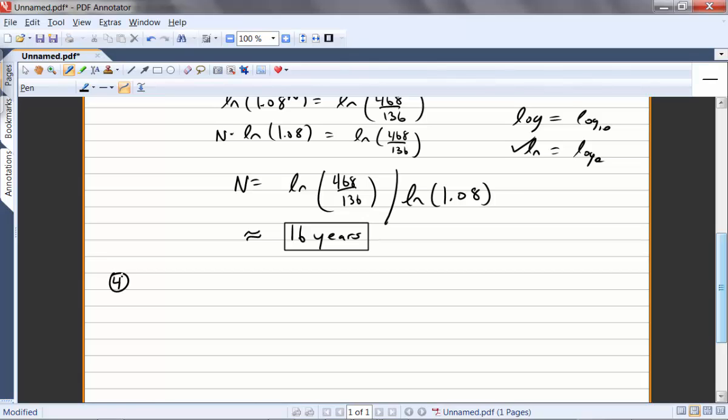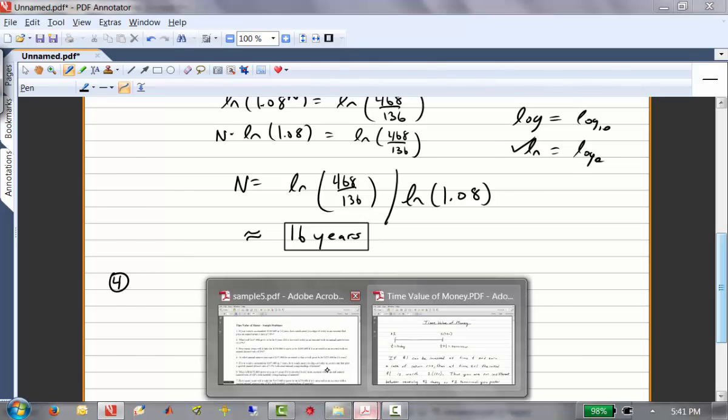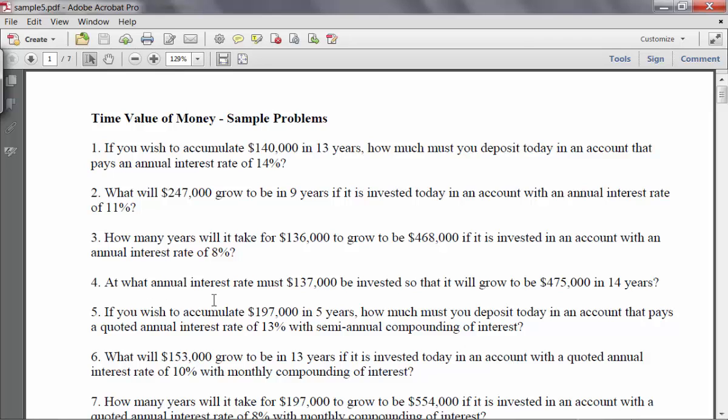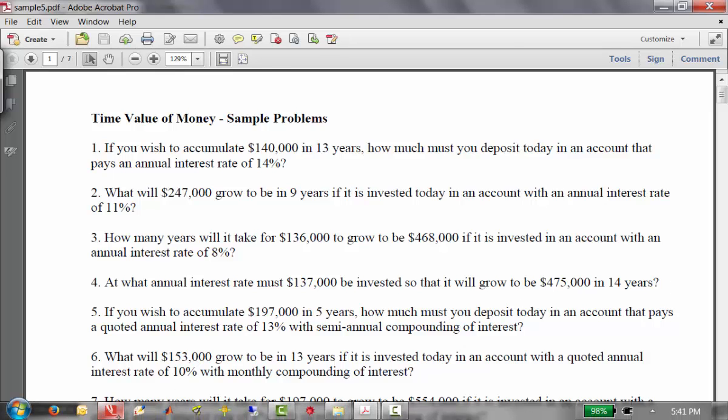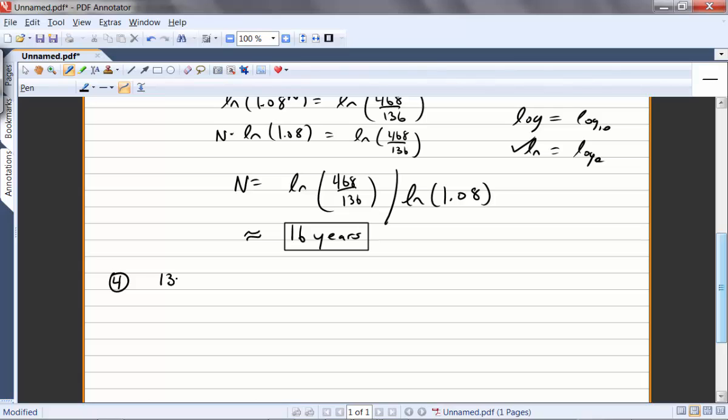Actually, it's this problem right here, number 4. Number 4 asks, at what annual interest rate must $137,000 be invested so that it will grow to be $475,000 in 14 years? So it's asking for an interest rate here.